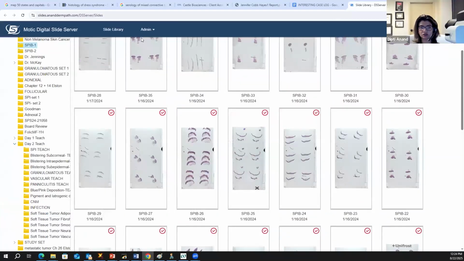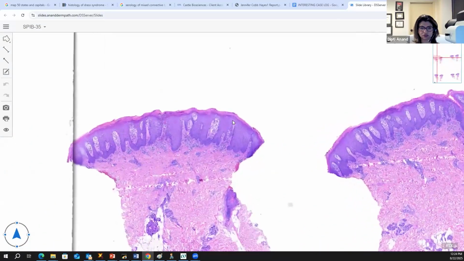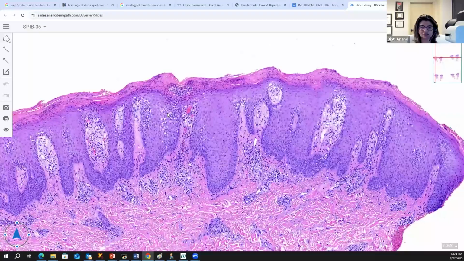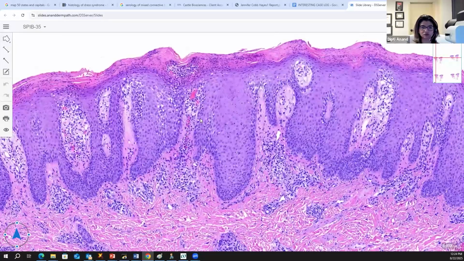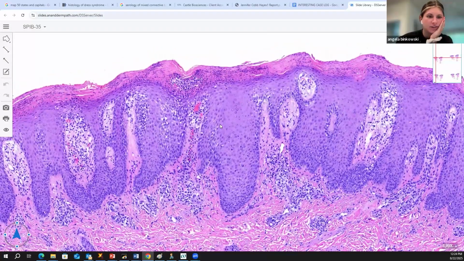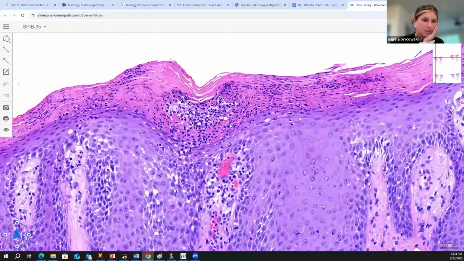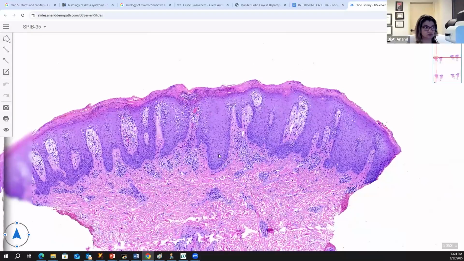And then 35. This is the last one. It looks like we have a lot of parakeratosis, no granular cell layer, a lot of acanthosis, thinning of the suprapapillary ridges. So I was thinking psoriasis.